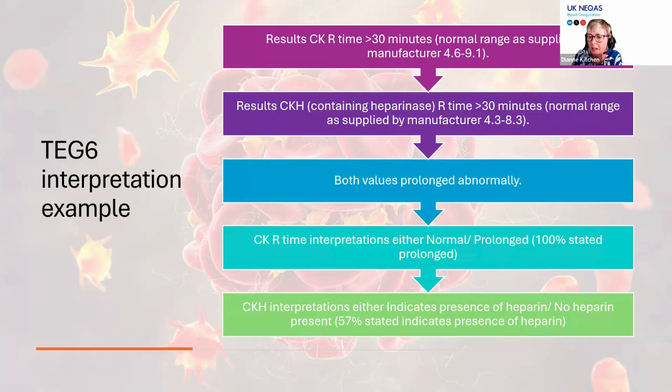You can see that the normal range is up to 9 minutes. And the CKH, which contains the heparinase that counteracts any heparin on board, was also greater than 30 minutes. Normal range is up to 8.3. So both were prolonged abnormally. We asked for interpretations for the CK, and 100% stated prolonged, which was great. Then we asked for interpretations for the CKH, which is an indicator of heparin, and the options there are indicates presence of heparin or no heparin present, and 57% stated indicates presence of heparin. So it was split on this.